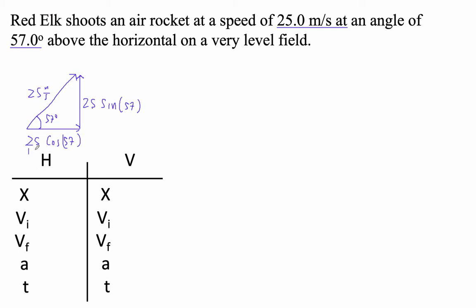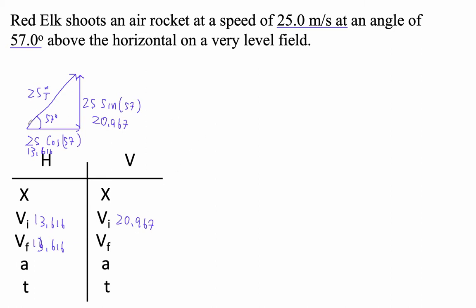All right, so I get 13.616 is this component, and that's my horizontal component. And then I get 20.967 for this component. So that's going to go in here. This 13.616, this horizontal component, is this guy. It's also this guy. And then the initial velocity is 20.967.